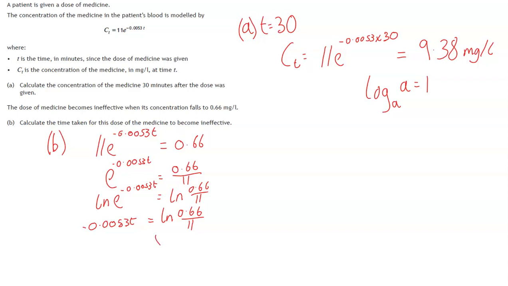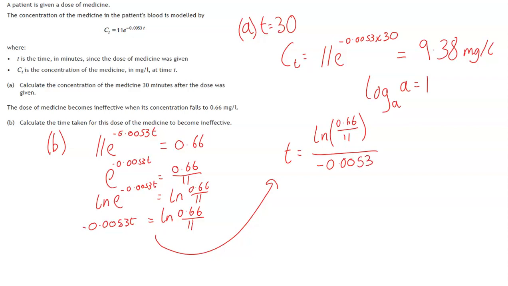What I then want to do is I want to find t equals, and in order to do that, I get rid of the coefficient by dividing both sides by the negative 0.0053. So I can then say that t is equal to ln of 0.66 divided by 11, all divided by negative 0.0053. I'd love to see you try and do that in your head.